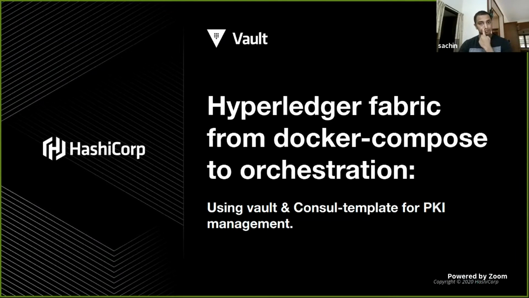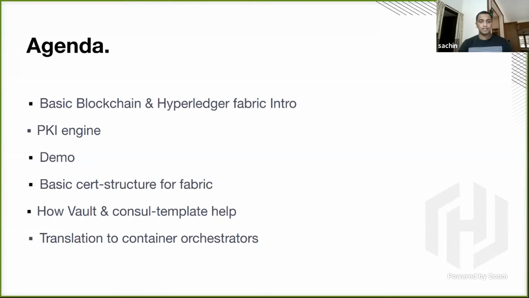So on the agenda today, I'll give you a brief overview of what a blockchain is, and I'm only going to focus on the parts that are required in the Vault PKI engine, the setup of it for running a Hyperledger Fabric network. There are very good talks that explain how to set up a PKI engine. I'm just going to look at how we configure it for Hyperledger Fabric.